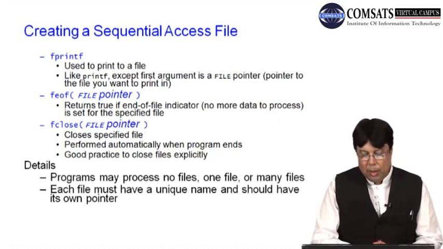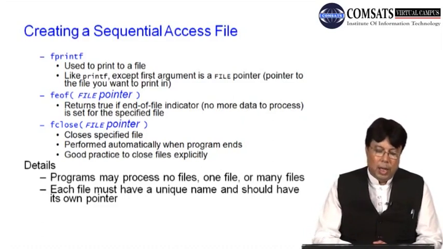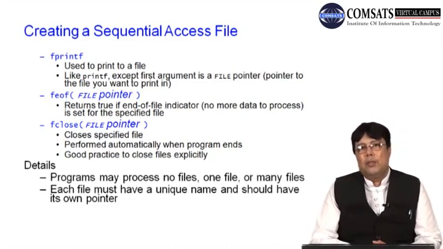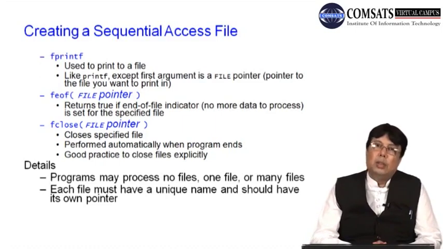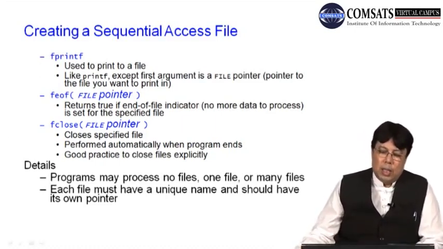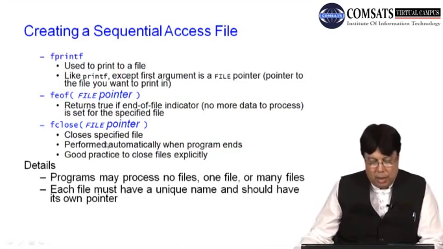But each file that a program is going to open should have a unique name and should have its own pointer. Unique name is just like when you create a file and the file name is already there, then the system indicates an error message that the file already exists. So that could be another reason that the system is unable to create a file, if you want to create a new file, for example.